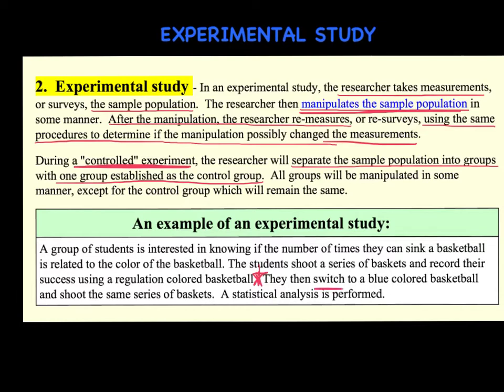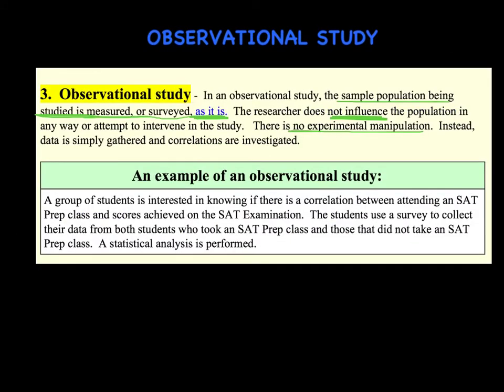They then switch, that's a key word, to a blue-colored basketball and shoot the same, remember it's got to be the same procedures that second time through, series of baskets, and a statistical analysis is performed. Okay, here's our third and final type of study, and it's an observational study.